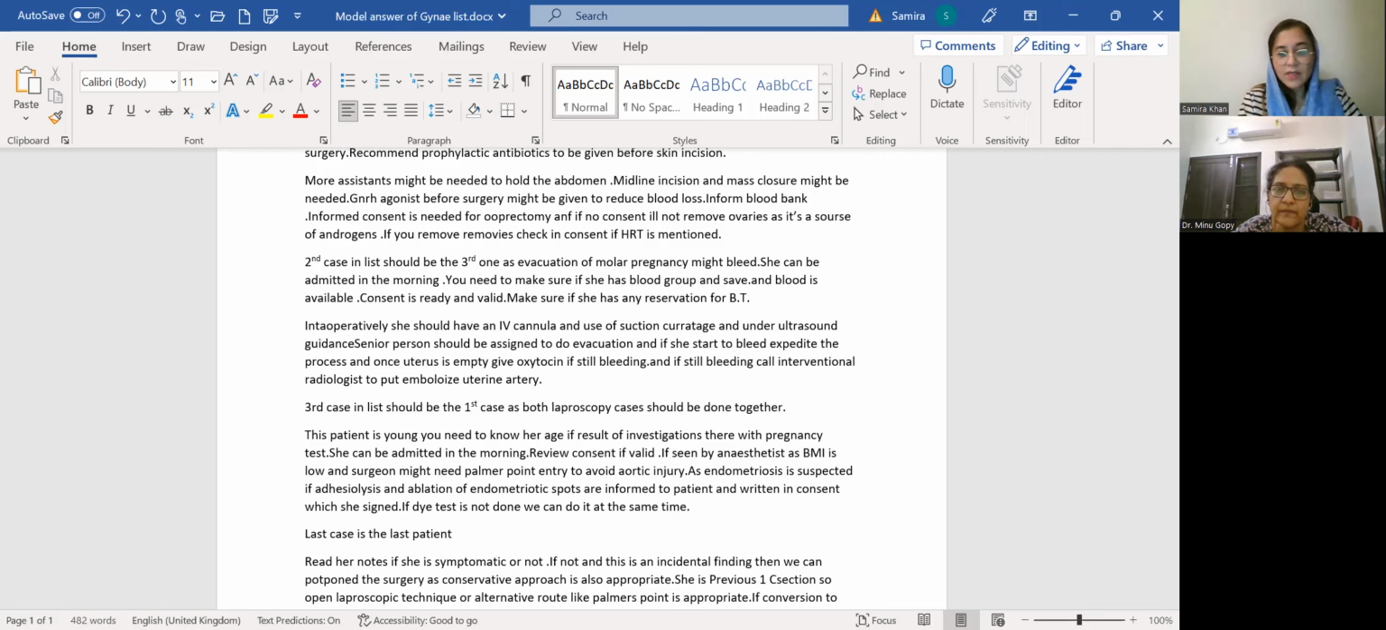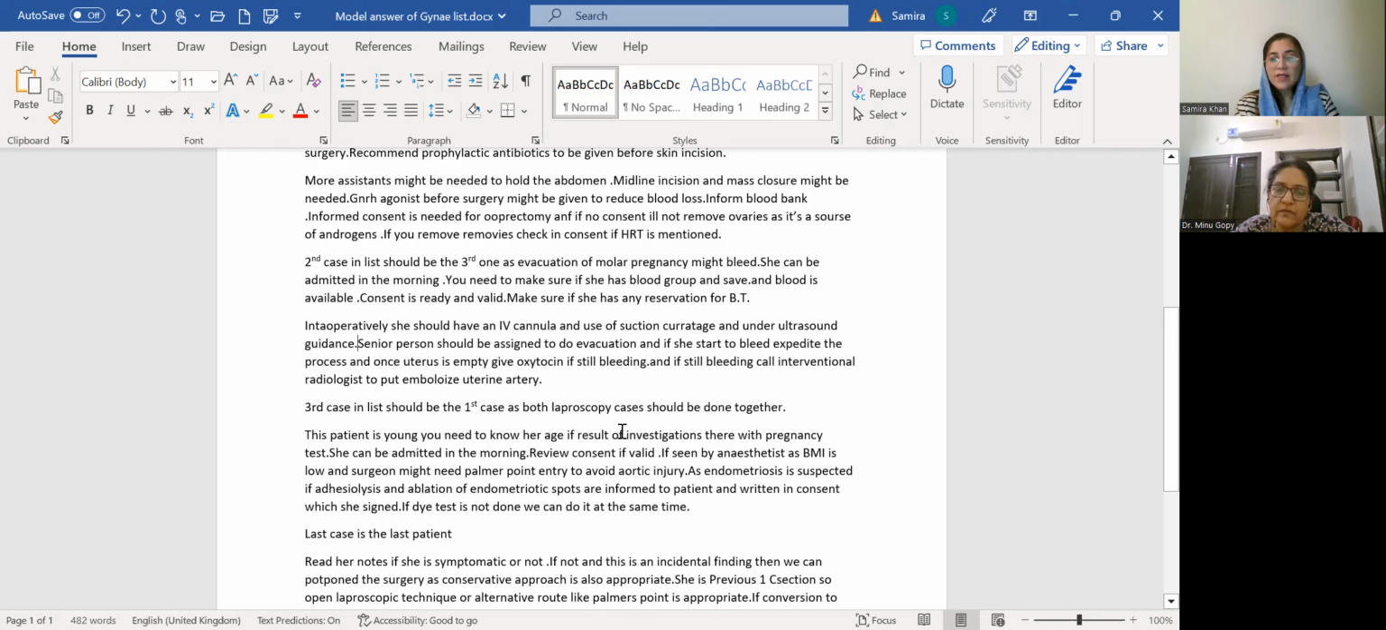Ultrasound guidance. Yeah, a senior person should be assigned. Expedite the process if she starts to bleed, and once the uterus is empty, you can give oxytocin. If she's still bleeding, you can call the intervention radiologist to embolize, uterine artery embolization.